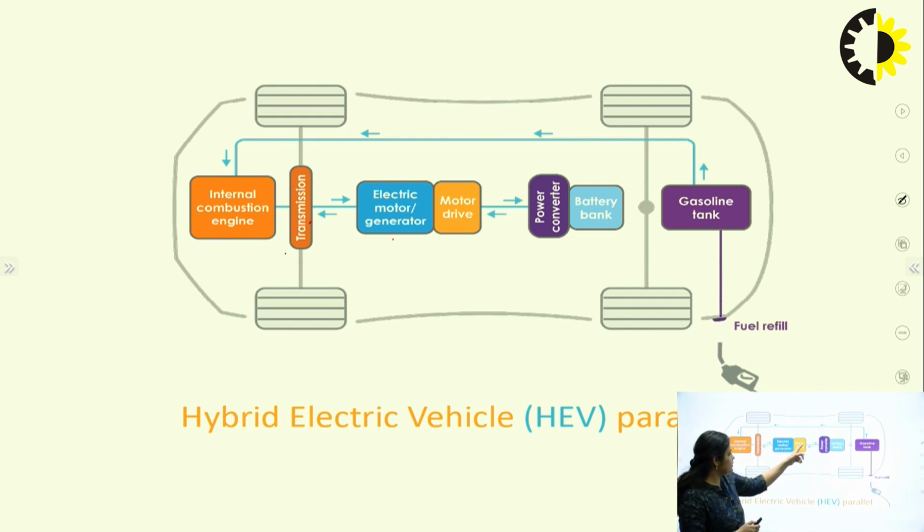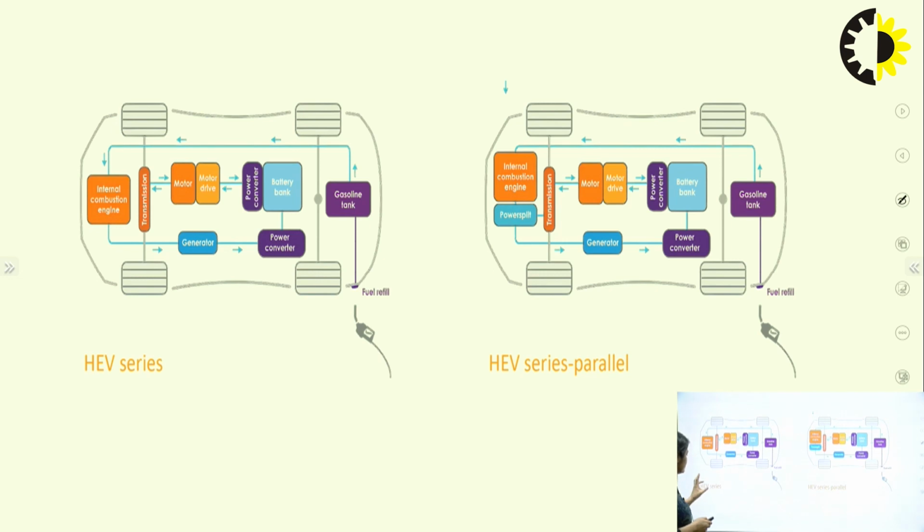This power flow is shown because when the braking operation takes place, the power flow will be from the electric motor to the battery bank. This is also called regenerative braking, right? So this is the hybrid series architecture, and this is the hybrid series parallel architecture.